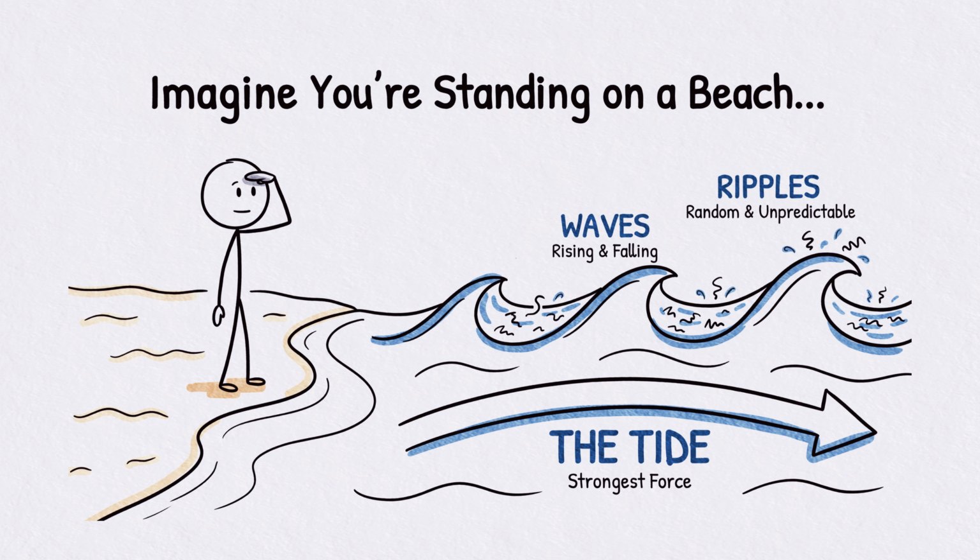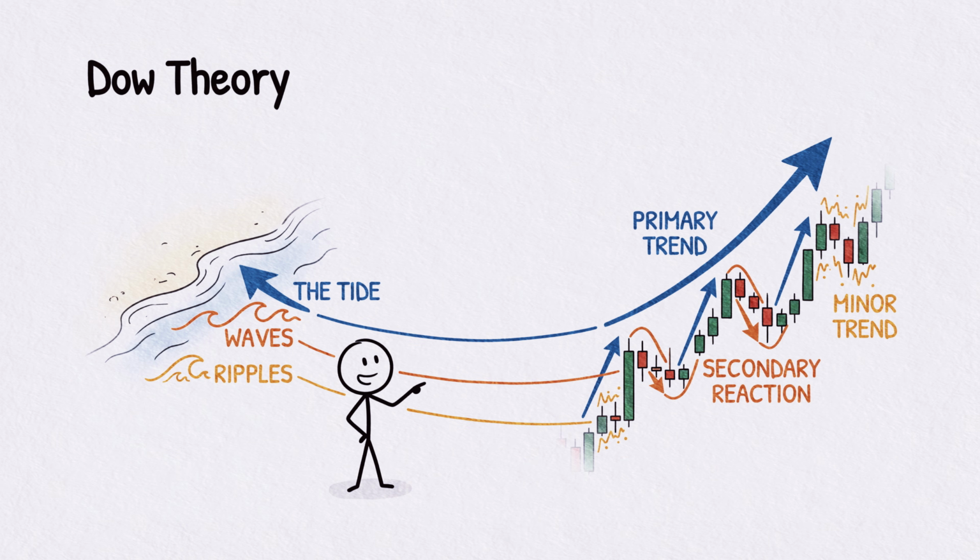Imagine you're standing on a beach. You see 3 things. The tide, slowly coming in, lasting for hours. That's the strongest force. On top of the tide, you see waves, rising and falling, but always following the tide's direction. And on each wave, you see ripples, small, random, unpredictable. Dow theory divides the market in exactly the same way.